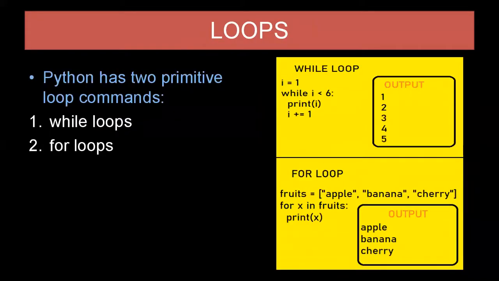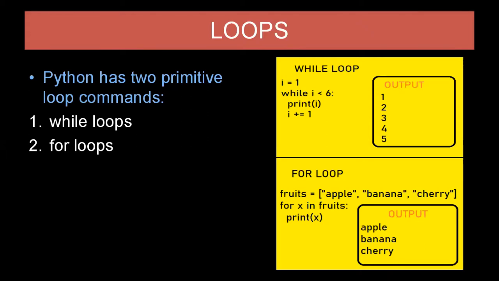So the topic is loops. Loops are used to run some statements a given number of times, and loops are also used to do some task for the given number of times. Like we want to print five numbers, so we will loop five times to print five numbers. So we have two loops, while loops and for loops.